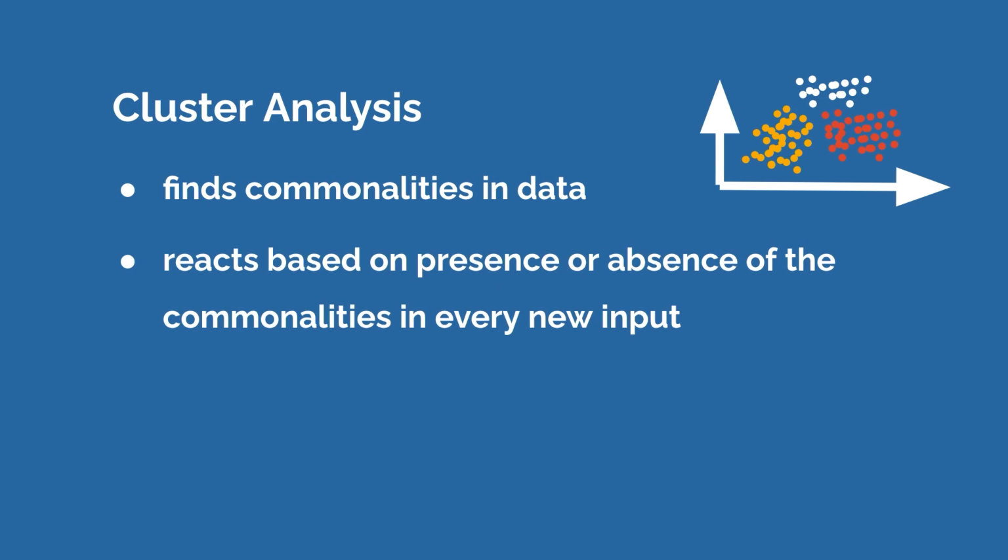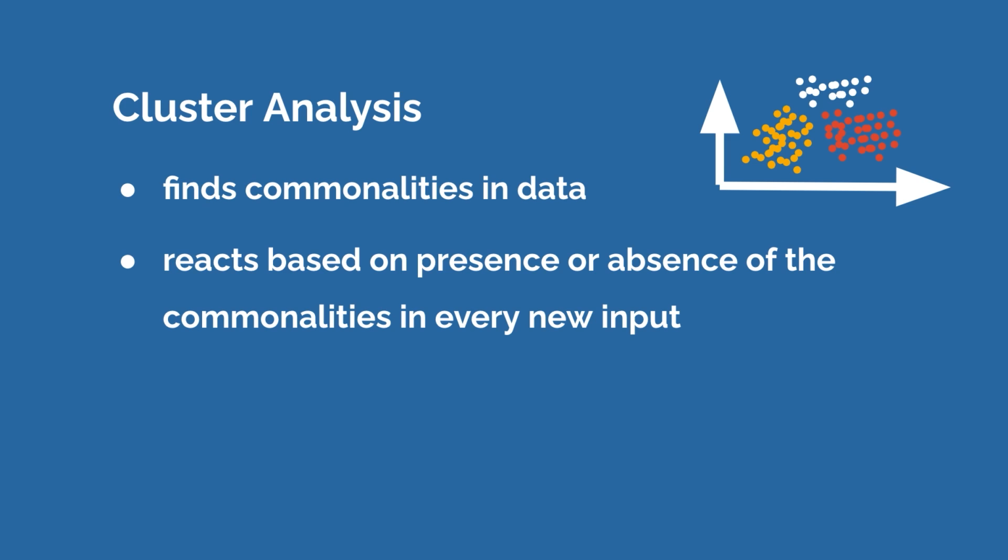Cluster analysis reacts based on the presence or absence of commonalities in every new input. This means that when I'm getting a new image, I'm going to classify it based on whether or not it has a commonality with a certain group. Let's say I'm training my model to recognize cats and dogs. When I get a new image, it's going to compare its features to see if it has commonalities with what I've already learned about cats and dogs.